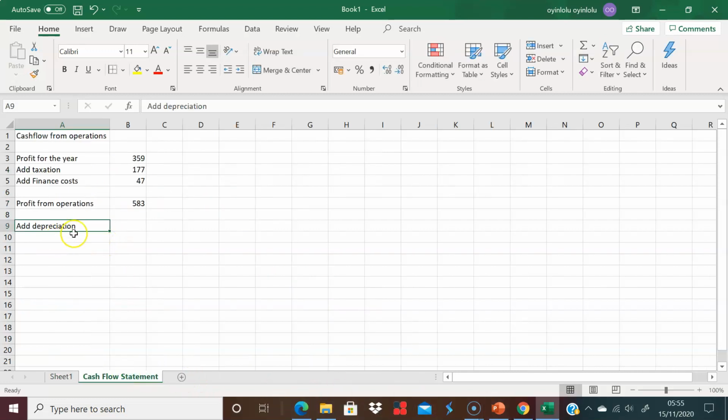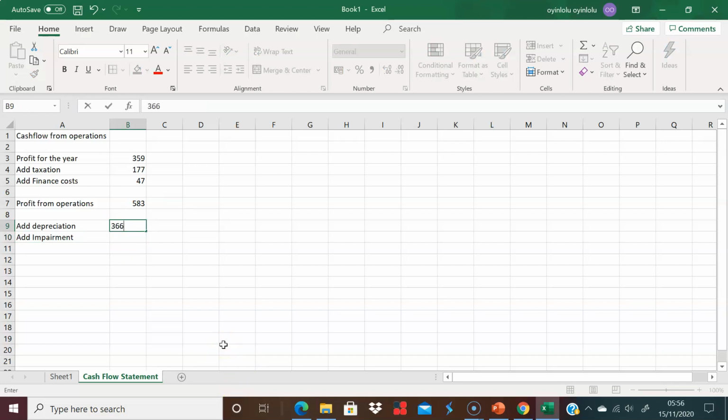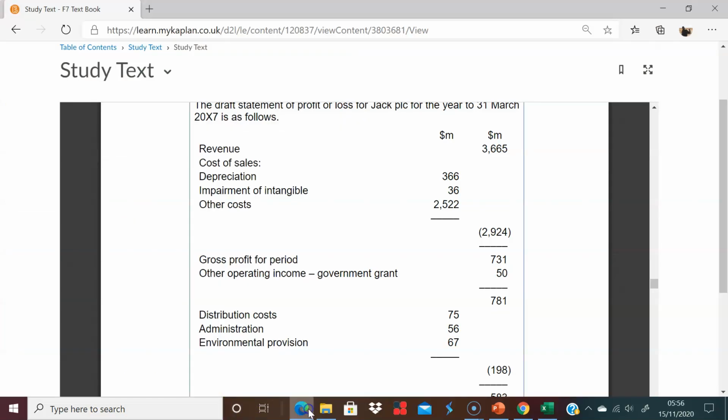And then I have here add back, so sorry, add depreciation, add impairment. No problem. This is the key question I'm doing, so bear with me. So depreciation was 366, and impairment was 36.